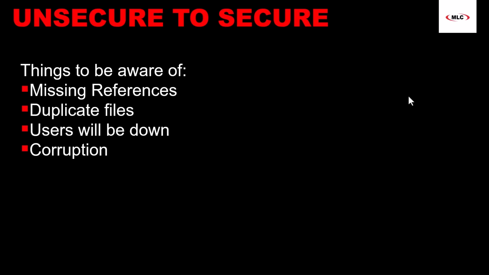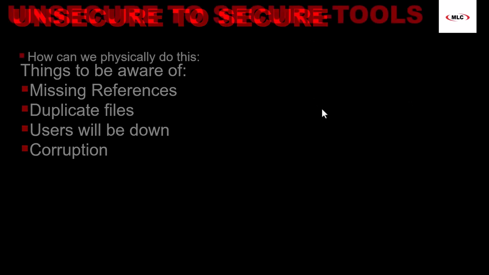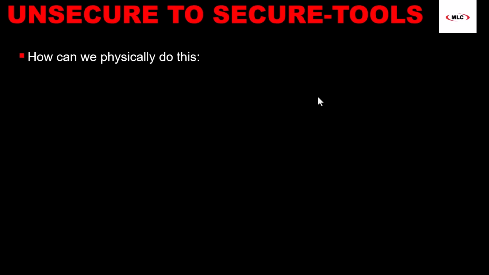Which leads us to corruption. Again, anytime pushing data through a central network, you do run the risk of corruption. Now, how can we mitigate some of those challenges, and what tools do we have at our disposal to actually move data from one location to another?